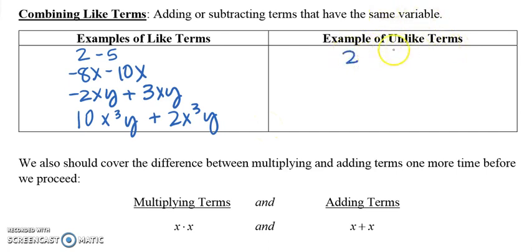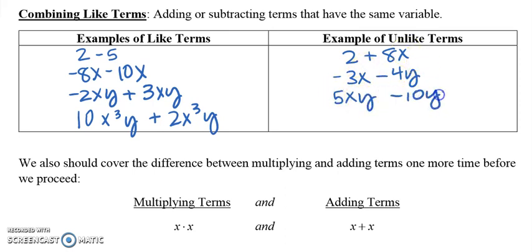You can't do 2 plus 8x. That has an x, that doesn't have an x, you can't put those together. You literally can't do anything with that. You would not be able to do 3x minus 4y. Two different variables, you can't do that. You wouldn't be able to do 5xy minus 10y. I have a lot of students that'll try to do that, but this has an xy, that only has a y, you can't do it.